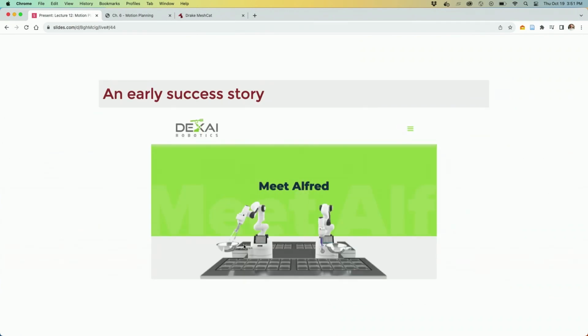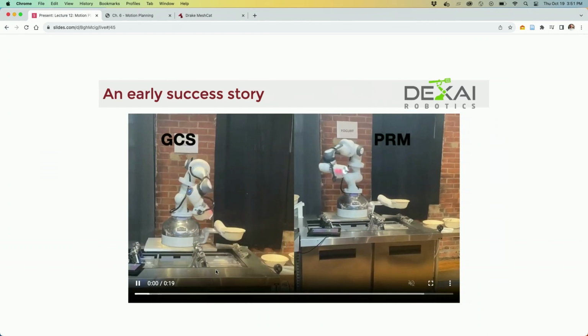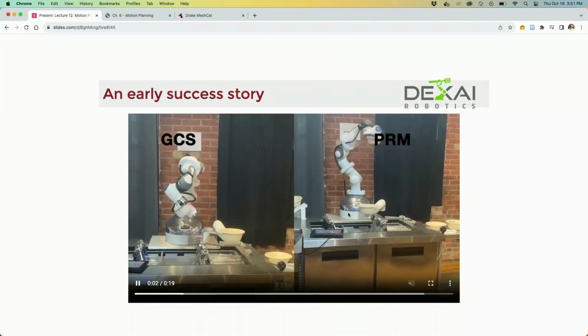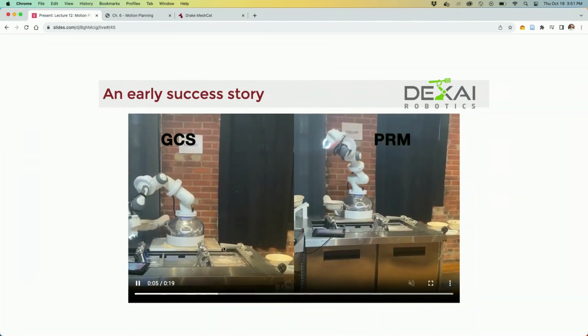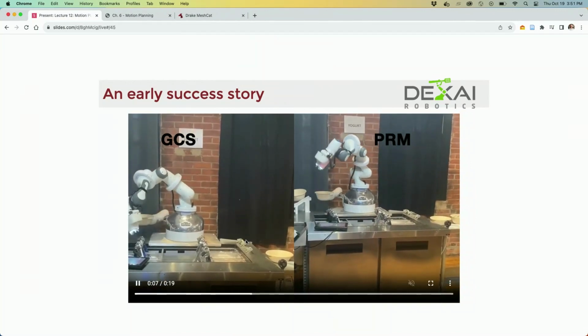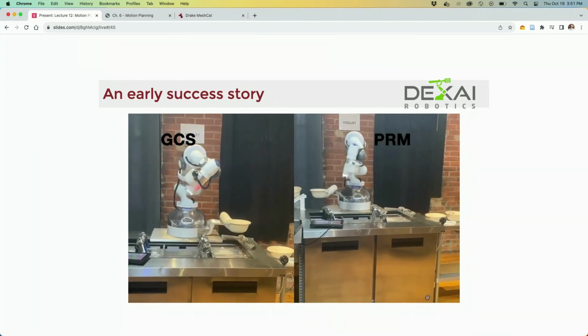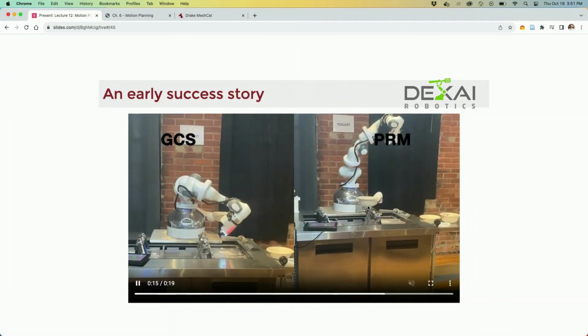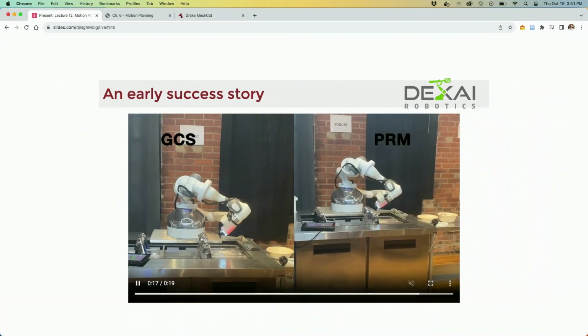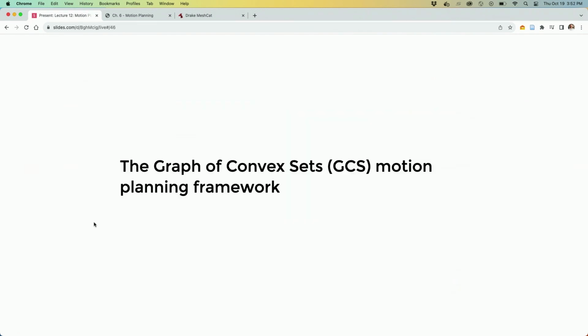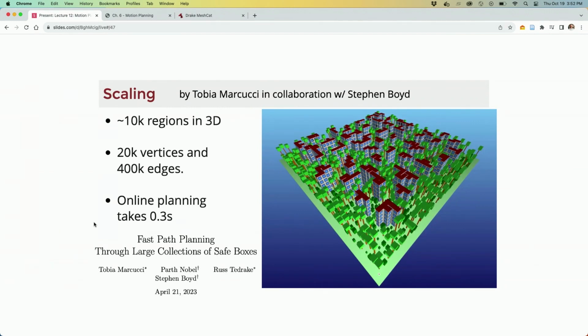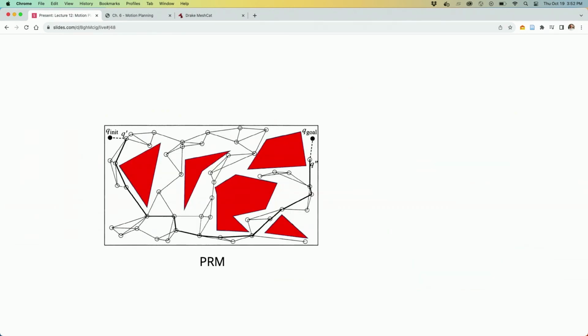And this is DexEye. I told you guys about DexEye the other day, and they put their PRM, which they've been using in products and working hard on, against GCS. Same initial condition, same goal. The point is that the GCS is done here and the PRM's still doing its thing. They have a business model where they earn more money the faster they move salad, so they were really happy about that. Yeah, and we're getting to the point where we can scale to big problems, right?